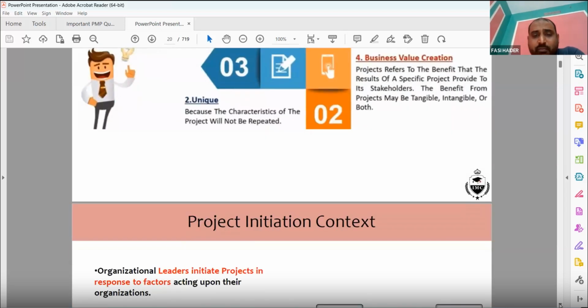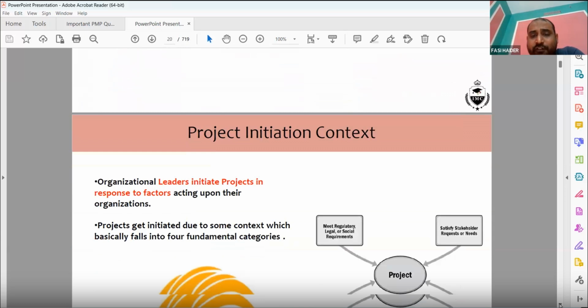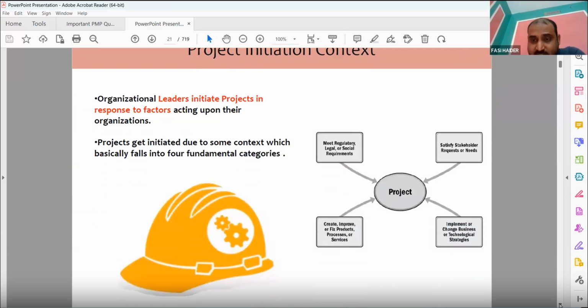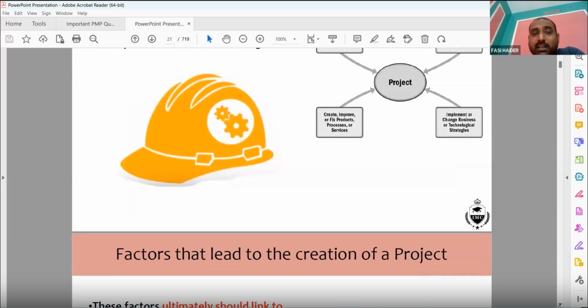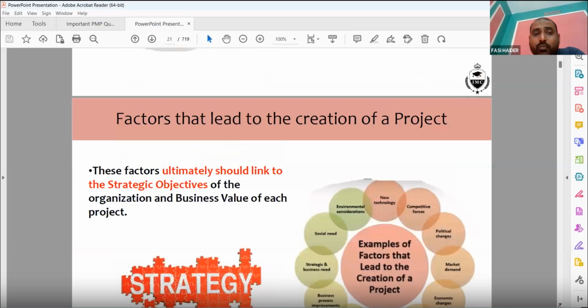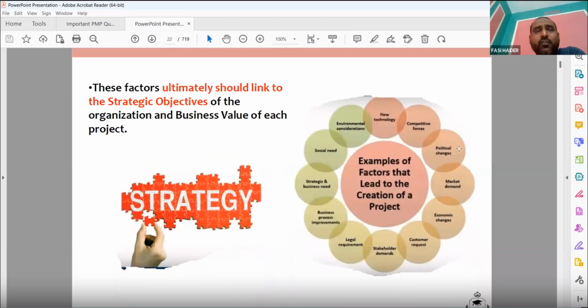Another thing. We said projects are created to improve or fix a business process or service, implement or change business or technological strategies, satisfy a stakeholder request or need, and meet a regulatory, legal, or social requirement. Then we also understood the examples that lead to the factors of creation of a new project. Competitive forces: everybody is doing it, you are not doing it.